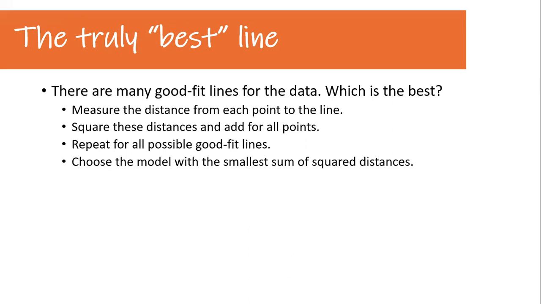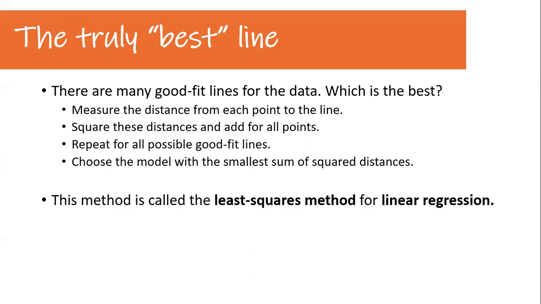Then what you want to do is choose the model with the smallest sum of squared distances. So basically those errors that you squared, whichever one has the smallest sum of errors is going to be considered your best model. This method is called the least squares method for linear regression. And me as a statistician, this is something that I use all the time. So this is a section that I really like to teach.